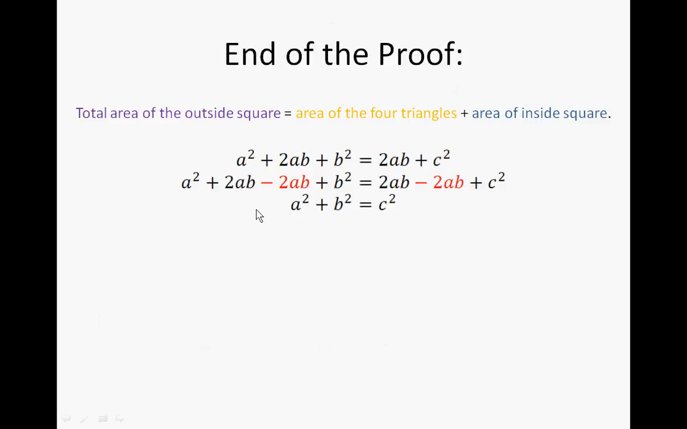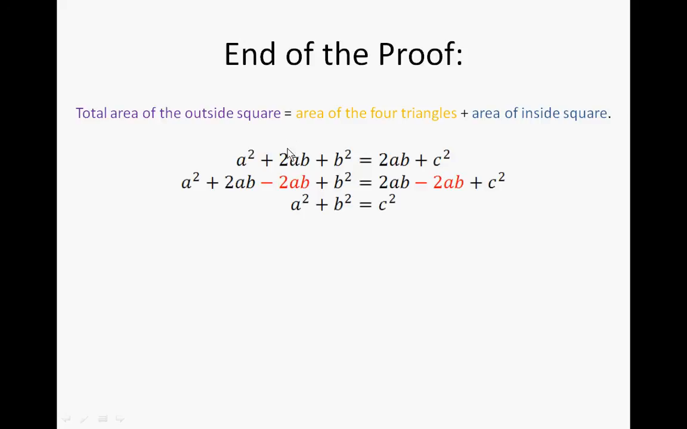So to end the proof, if we want the total area of the outside square, we need to add the area of the 4 triangles plus the area of the inside square. Well, here is our area of the outside square. It is equal to the area of the 4 triangles plus the area of the inside square.